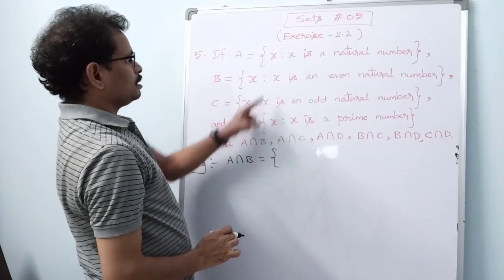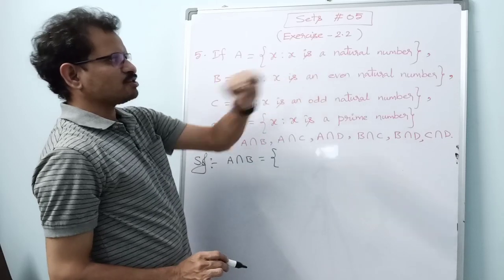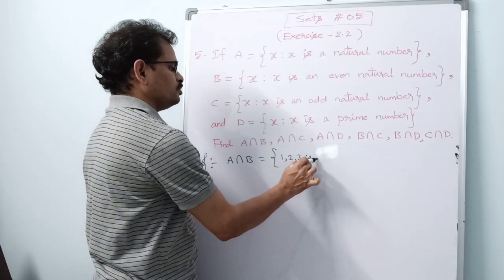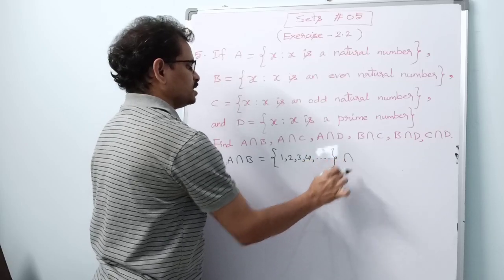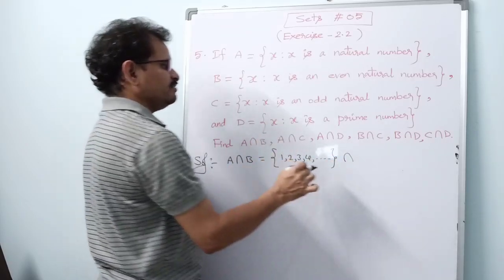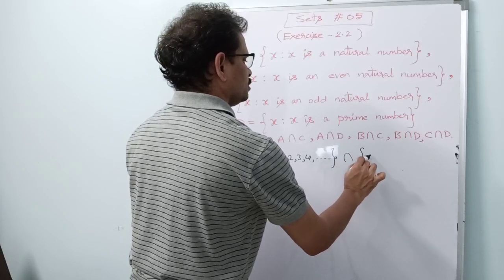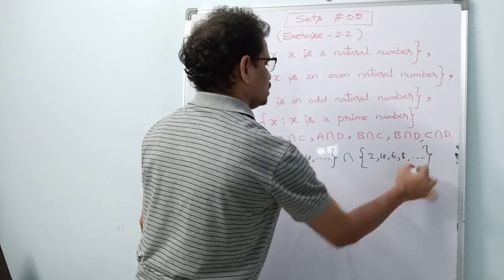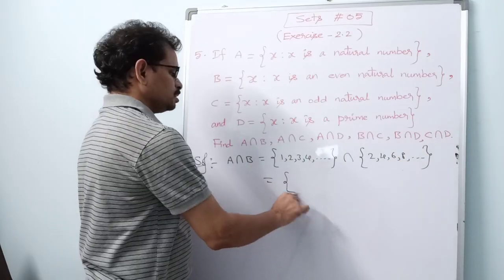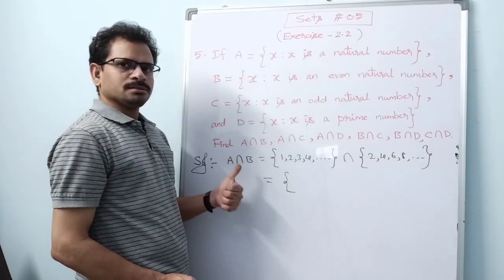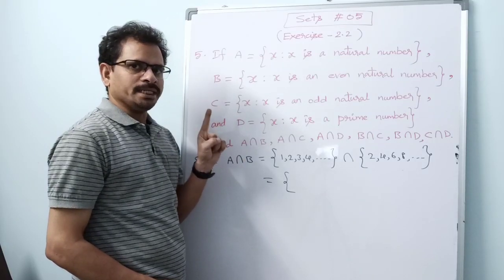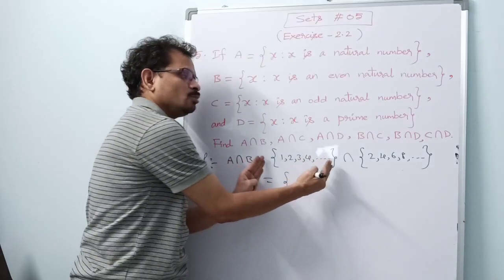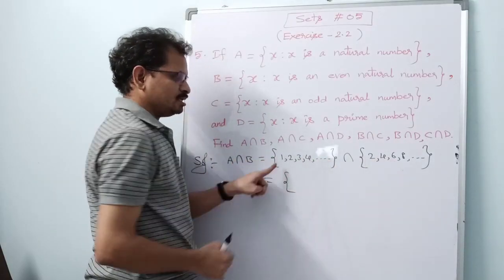What is this? A is the set of x such that x is a natural number: 1, 2, 3, 4, and so on. What is B? B is the set of x such that x is an even natural number: 2, 4, 6, 8, and so on. What are common here? Tell me. So A intersection B means the common elements, common to both these sets, set A as well as set B.